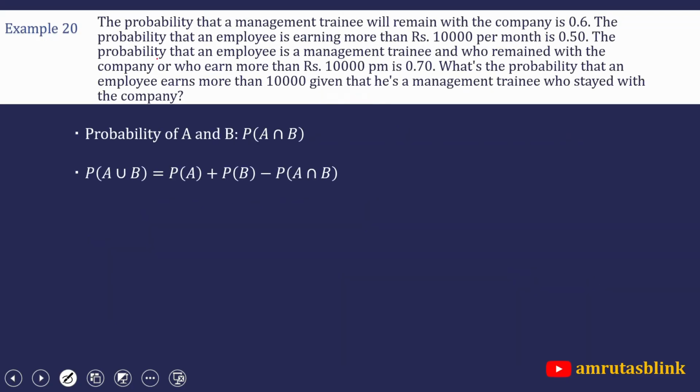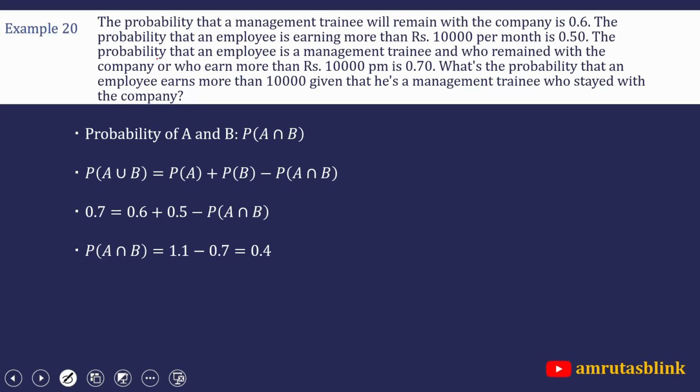Now we will find out probability of A intersection B. So addition rule: probability of A union B is equal to probability of A plus probability of B minus probability of A intersection B. So 0.7 is equal to 0.6 plus 0.5 minus probability of A intersection B, that is, probability of A intersection B is equal to 1.1 minus 0.7, which is equal to 0.4.